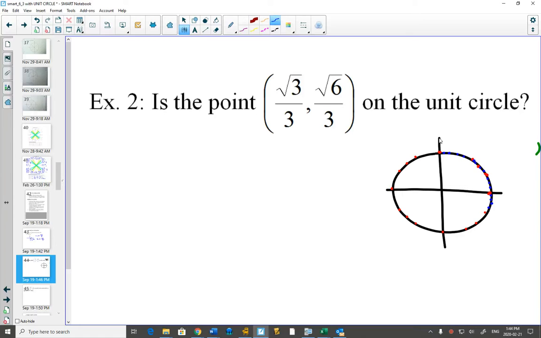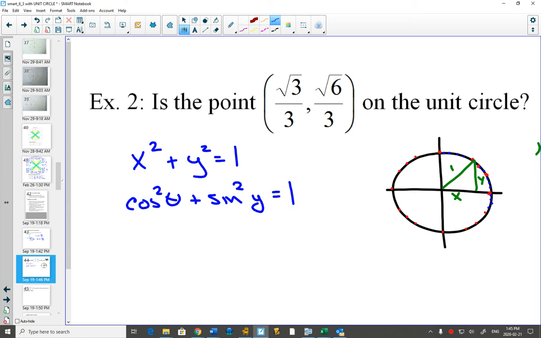What did we learn from the unit circle? We learned, when we did a random triangle where this radius is 1, that this is x and this is y, the equation of the unit circle is x squared plus y squared equals 1, which relates to the big idea that, oops, that's a bad looking theta, cos squared plus sine squared is equal to 1. So if this is on the unit circle, then this squared plus this squared would have to equal 1.